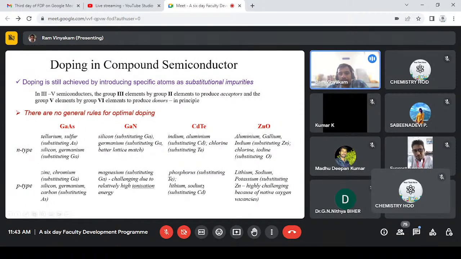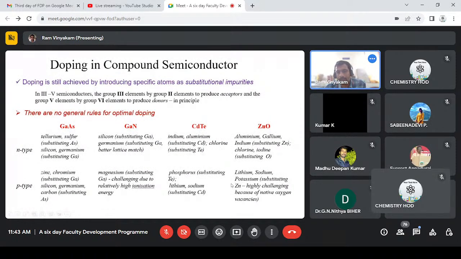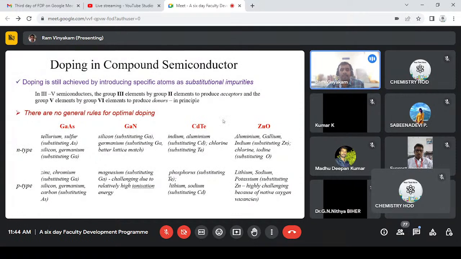In the cadmium telluride case and zinc oxide, you can take aluminum for N-type and indium, and phosphorus or potassium for P-type. Here also mostly the target will be the cation for any process. Now most anions are also being targeted, like chlorine or iodine, for having an N-type character. Taking zinc oxide as an example, all the metal oxides have different characters, not like other compounds.